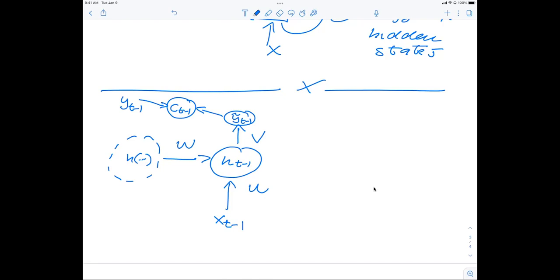Then the next step is then to propagate again to the next hidden layer, and we will have a new set of weights. And we have a new input, X of t, and we have a new output here. So we have a Y of t. So what you see here is actually the same thing as your standard neural network.